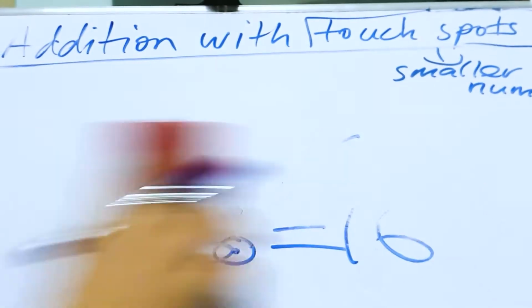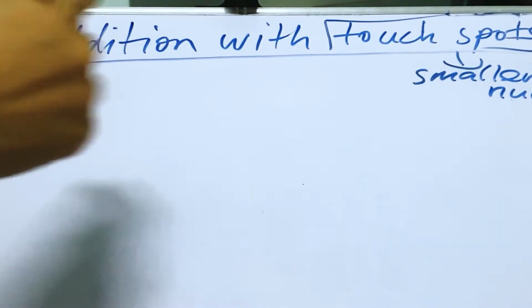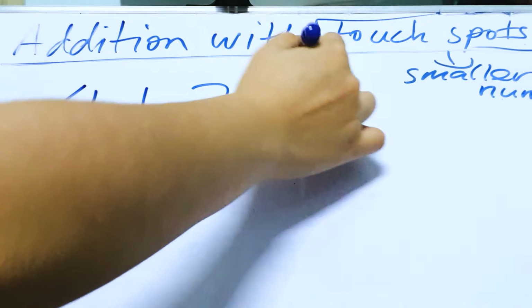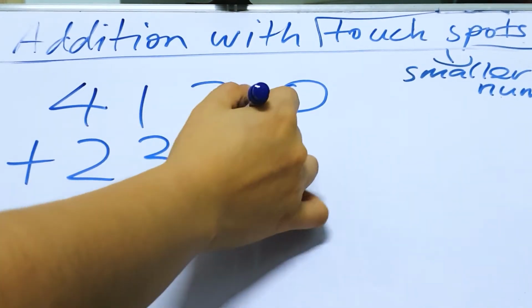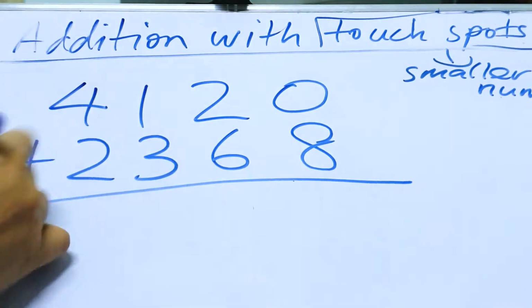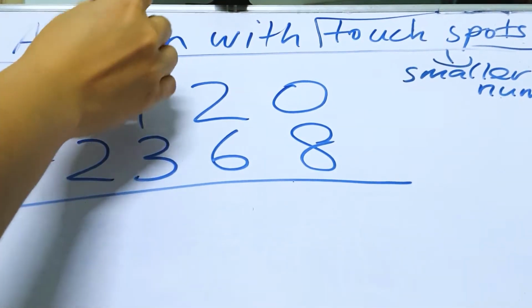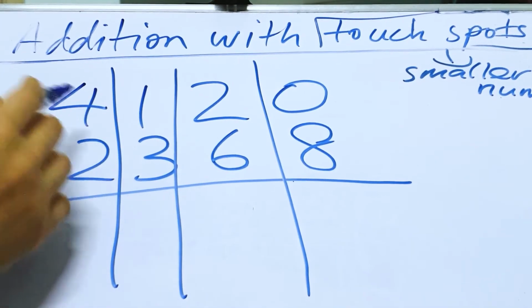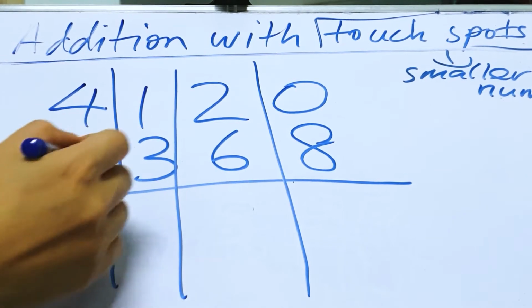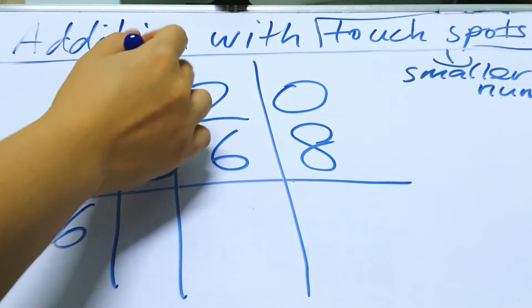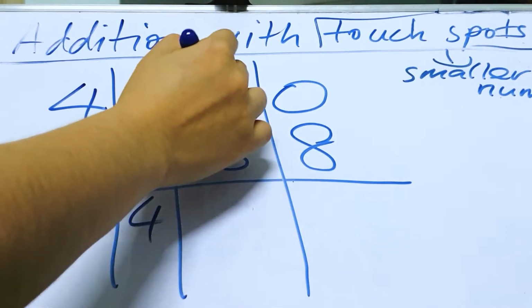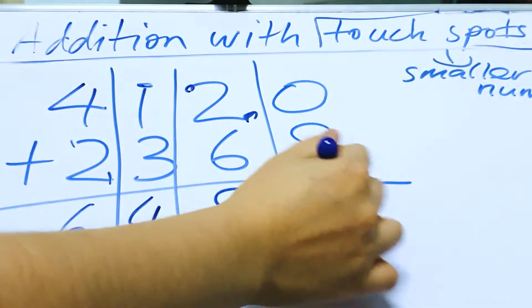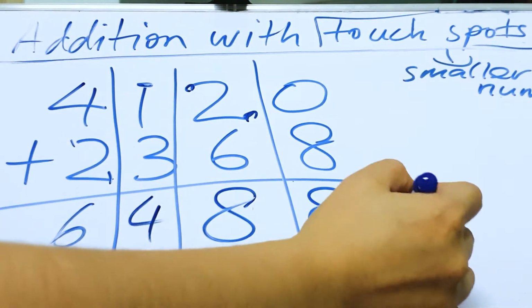4 digits means, for example, 4120 plus 2368. He can do this with Touchspots. He knows which one is the smaller number, so he does 4, 5, 6. Which one is the Touchspot? It's a 4. And then 6, 7, 8. And 0 is nothing, so his answer is 8. He's doing this at the age of 4.